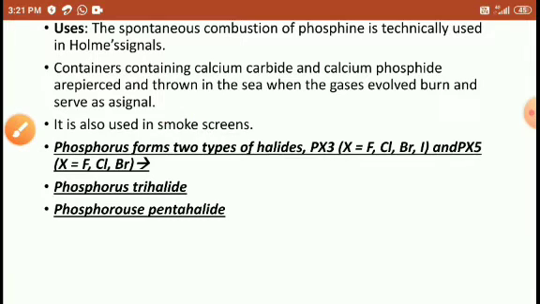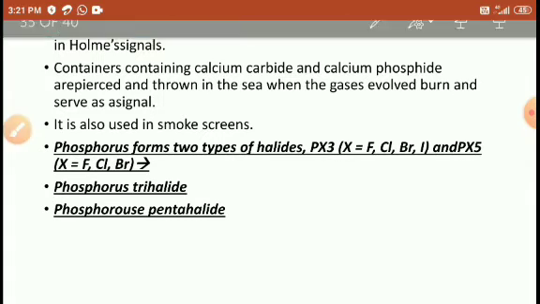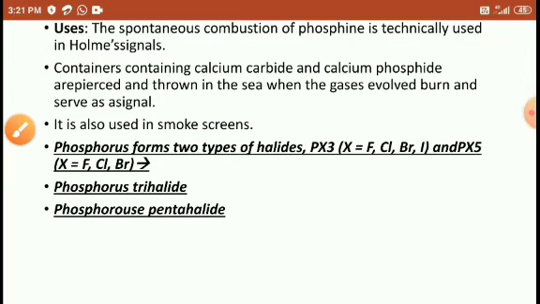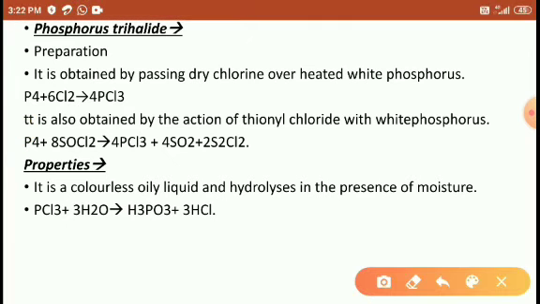Phosphorus forms two types of compounds with halogens: phosphorus trihalide and phosphorus pentahalide. Phosphorus trihalide is obtained by passing chlorine over phosphorus to form phosphorus trichloride, and by treating phosphorus with thionyl chloride to form phosphorus trichloride, sulfur dioxide and sulfur chloride.